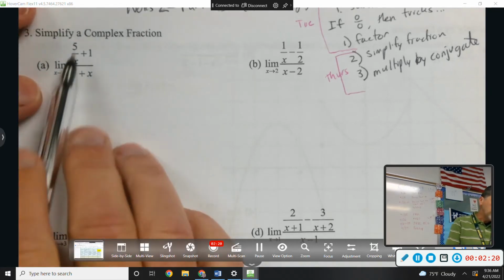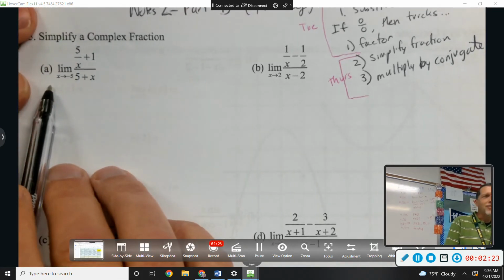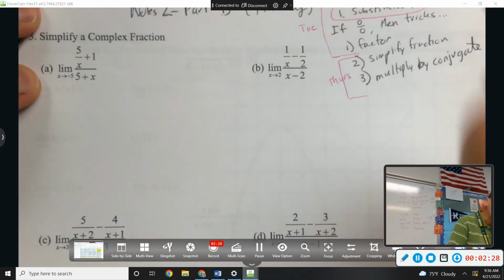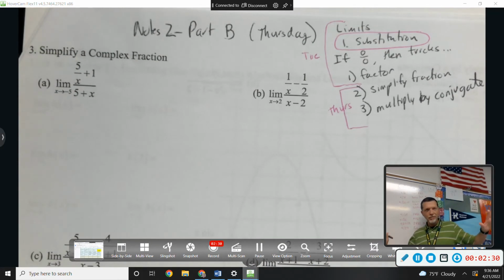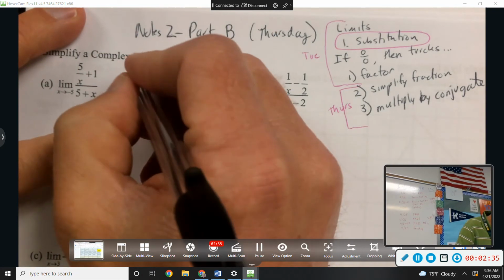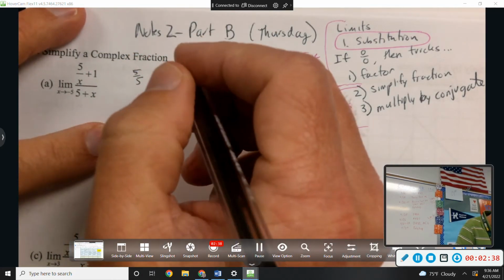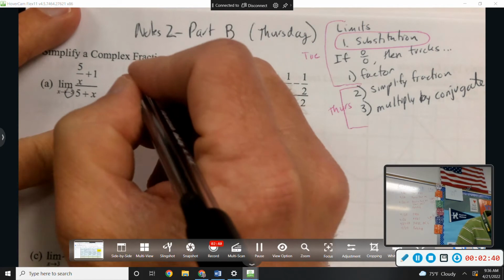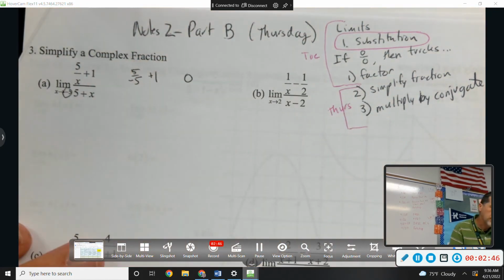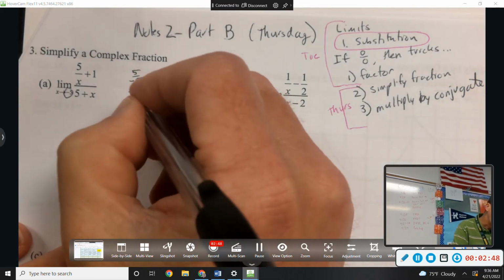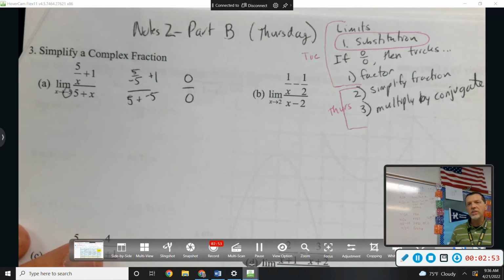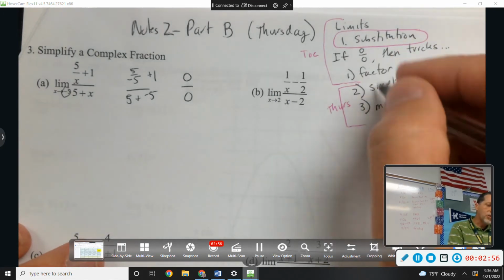All right, so number A. If we plug in 5, because we always want to start with substitution, because sometimes we get a quick and easy answer and we're done. So you always got to start there to see if it works. Let's see, 5 over 5. Oh, that's negative 5, sorry. So 5 over negative 5 plus 1, that'd be 0 in the top. And then 5 plus negative 5 in the bottom would be 0 in the bottom. So 0 over 0, that's where we get kicked to our tricks here.